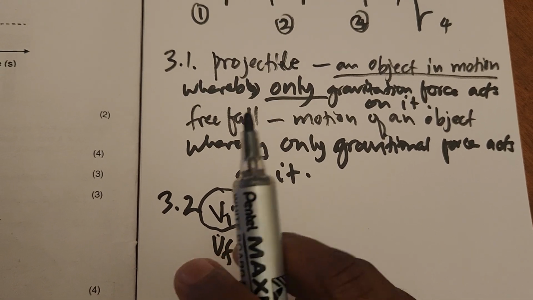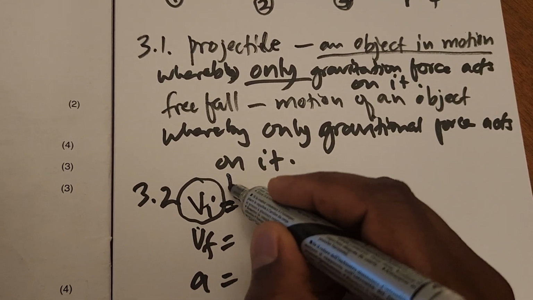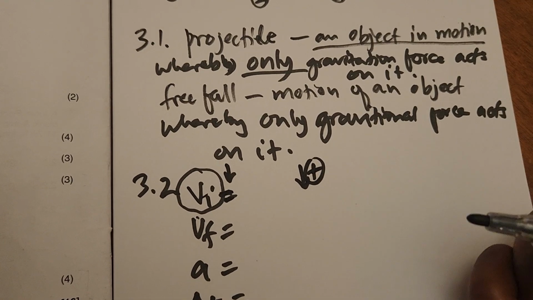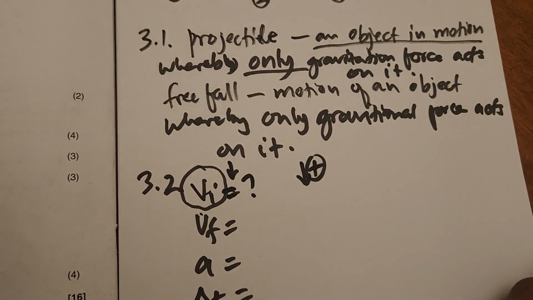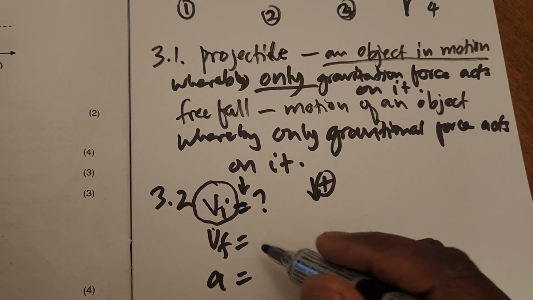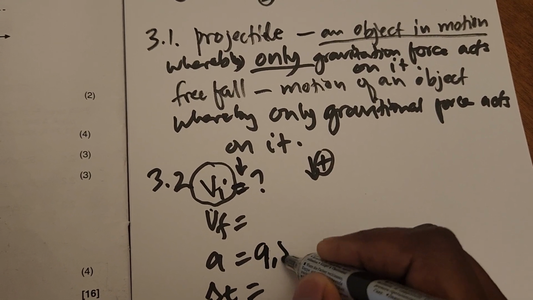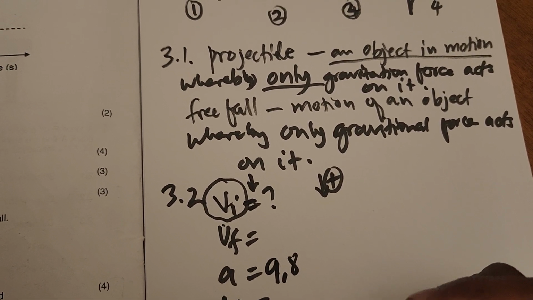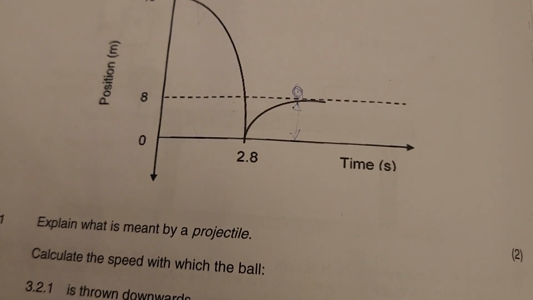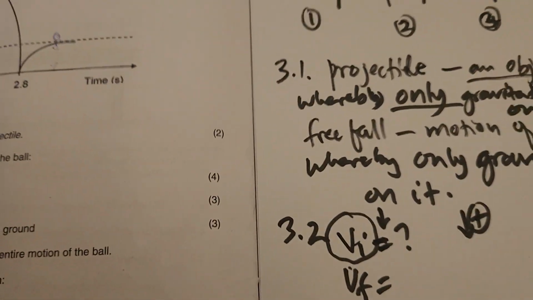Fine. Now, this one is thrown vertically downwards. Therefore, VI is downwards, so downwards will be positive. Now, we don't know VI, and we don't know VF as well. But we know that if it's downwards, then A becomes positive 9.8. According to the graph, time is given as 2.8, it takes 2.8 seconds to hit the ground. Delta Y is given on the graph as well, it is 48.